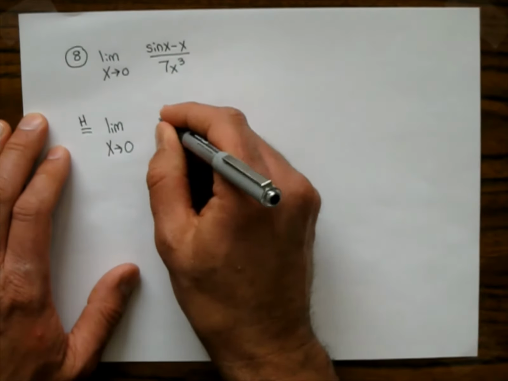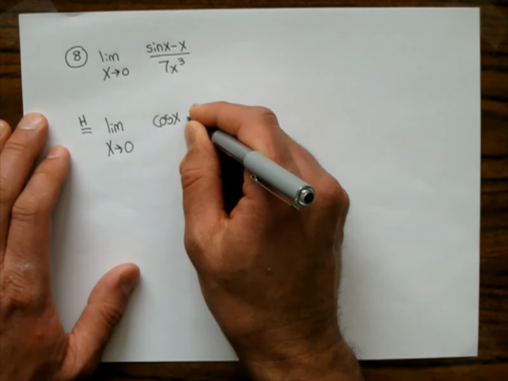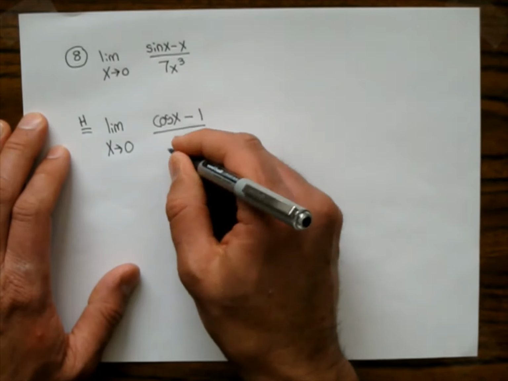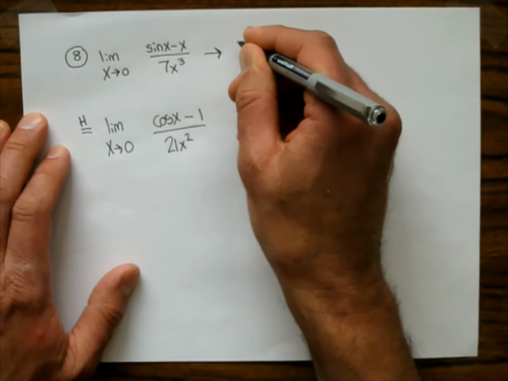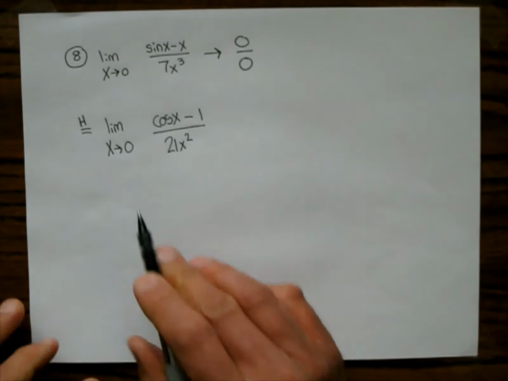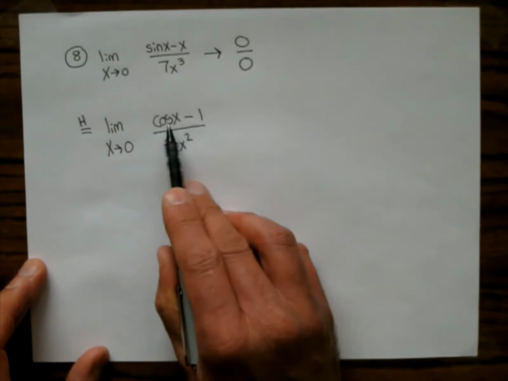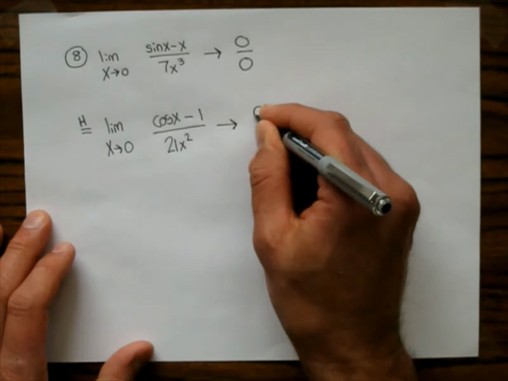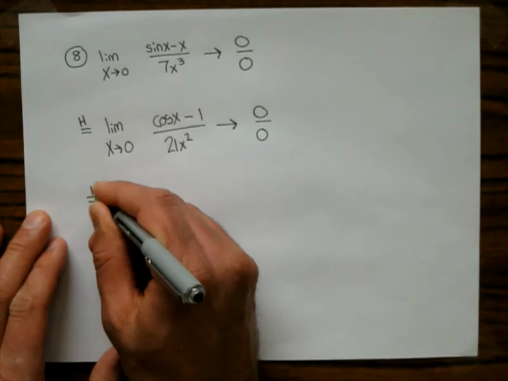The derivative of sine is the cosine. The derivative of x is 1, so I'm going to go minus 1. This is all over 21x squared. Now, I suppose I forgot to do this, which is a good thing to show everybody. Let's go ahead and put 0 in here. The cosine of 0 is 1. So this is 1 minus 1 on the top, 0 on the bottom. So this is 0 over 0, which means it's time to go to the hospital again.